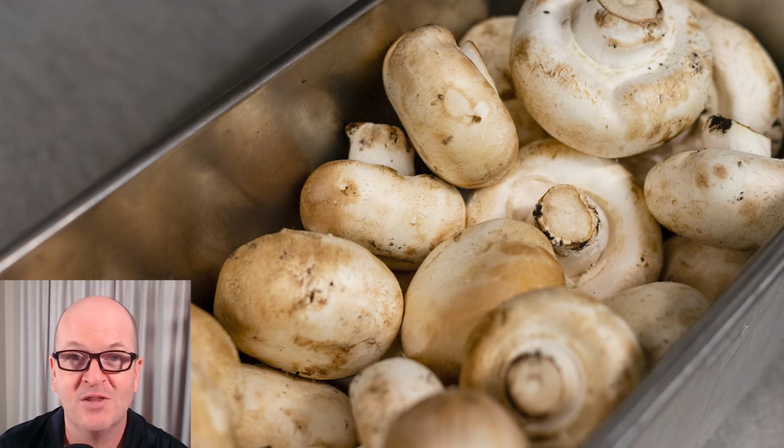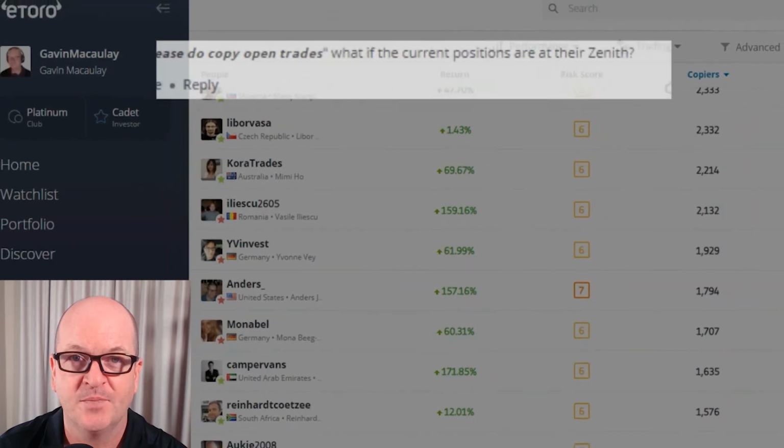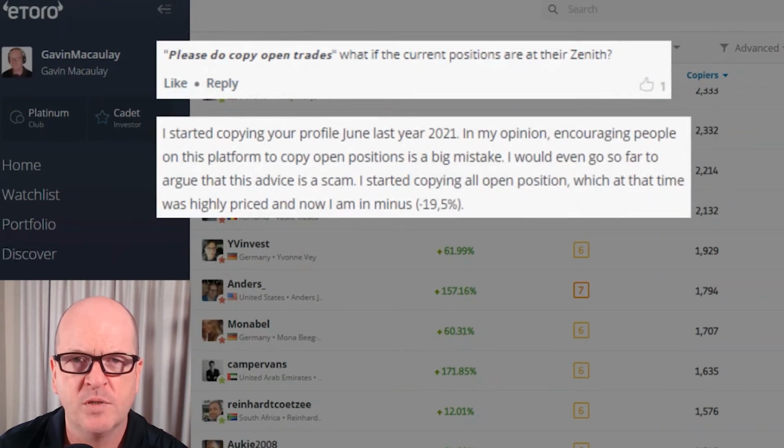Some users question whether they should copy open trades. "Please do copy open trades. What if the current positions are at their zenith? I started copying your profile June last year, 2021. In my opinion, encouraging people on this platform to copy open positions is a big mistake. I would even go so far as to argue that this advice is a scam. I started copying all open position, which at the time was highly priced, and now I am minus 19.5%."